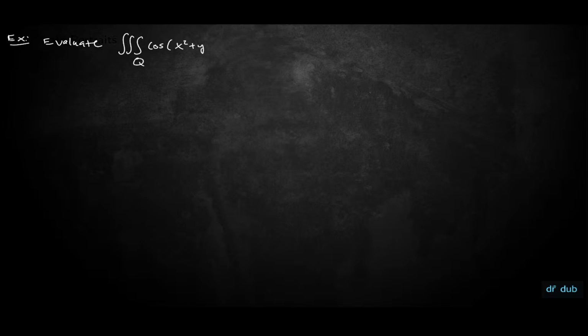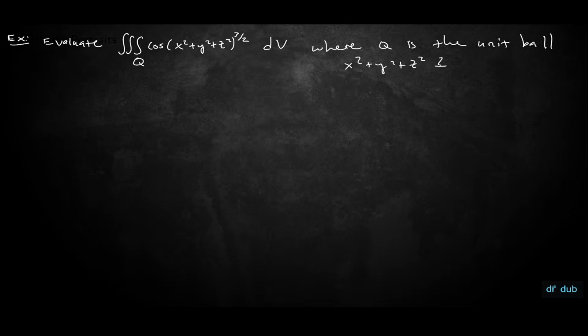All right, so let's look at an example. Evaluate the triple integral over the solid region Q of cosine of (x squared plus y squared plus z squared) to the 3/2 dv, where Q is the unit ball, x squared plus y squared plus z squared less than or equal to 1.